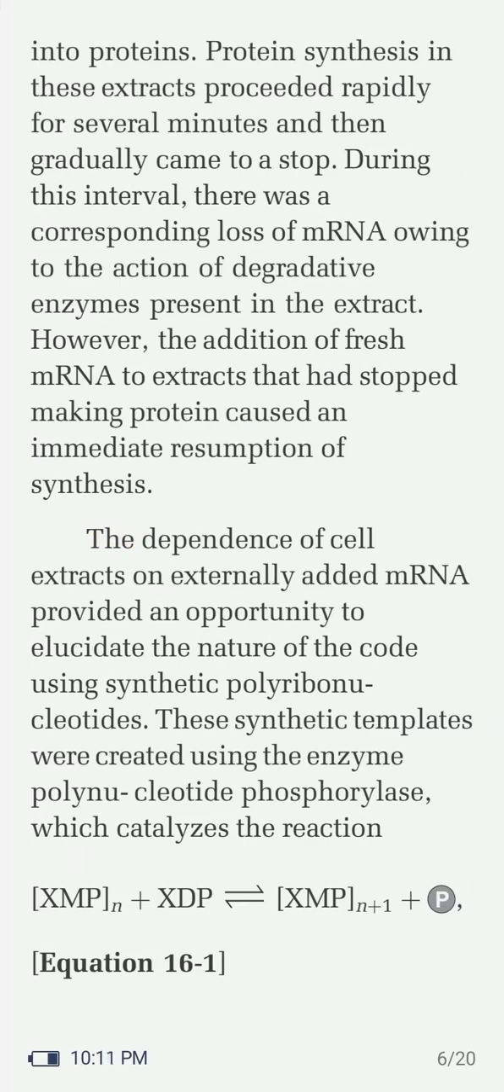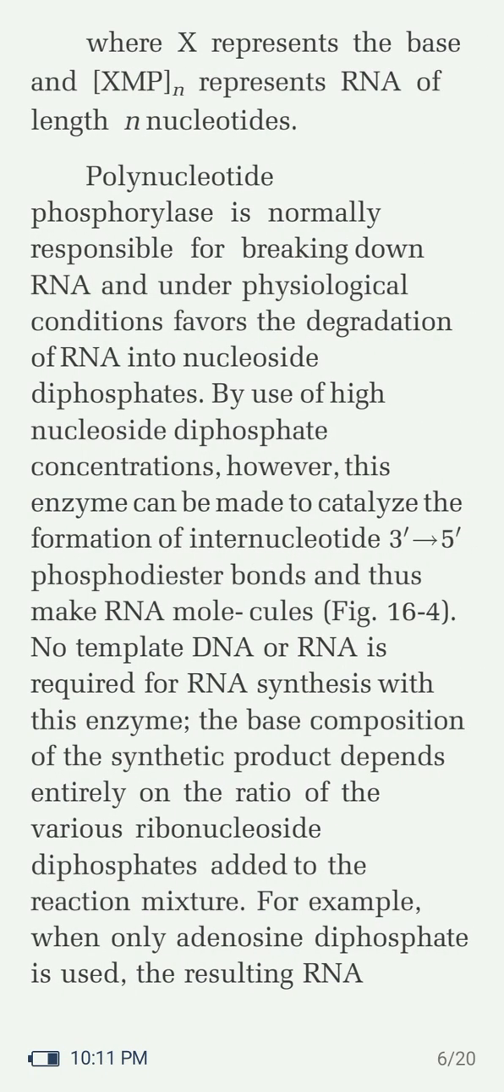The dependence of cell extracts on externally added mRNA provided an opportunity to elucidate the nature of the code using synthetic polyribonucleotides. The synthetic templates were created using the enzyme polynucleotide phosphorylase, which catalyzed the reaction XMP(n) plus XDP gives XMP(n+1) plus P, where X represents the base and XMP(n) represents RNA of length n nucleotides.